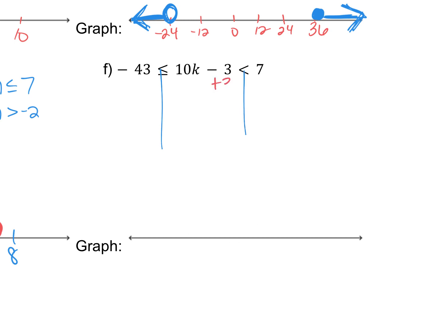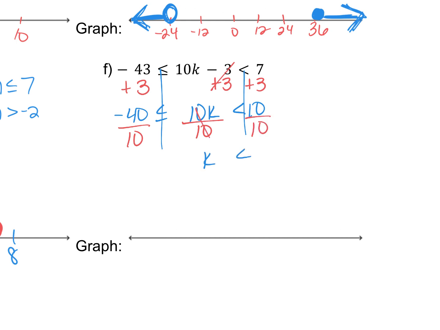Okay, so let's add 3 to isolate that variable term. And those cancel. So we have 10k in the middle and then drop your symbols down. On the left side, it looks like we have negative 40, and on the right side, it looks like 10. All right, to get the k by itself, we need to divide by 10.